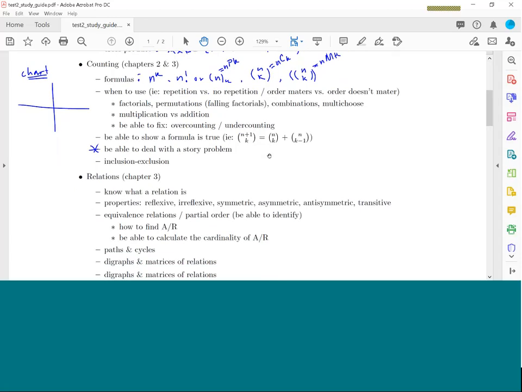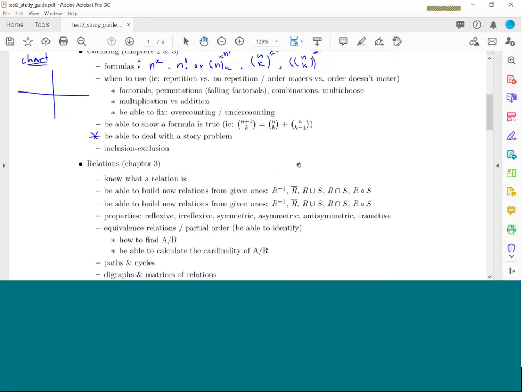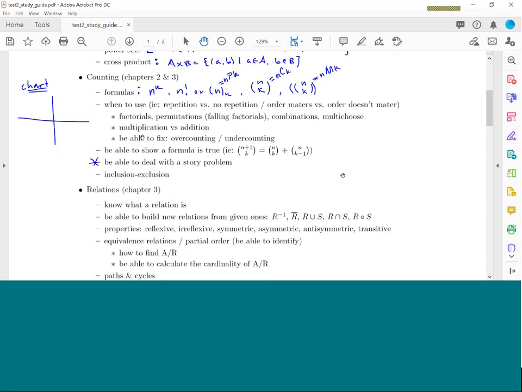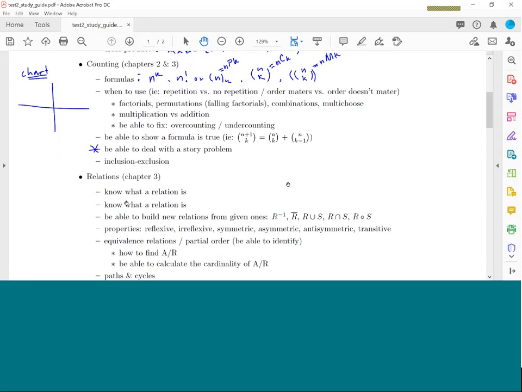So that would be counting. Oh, the other thing with counting is pigeonhole principle, but because pigeonhole principle is in your book in Chapter 5, I put it down with the Chapter 5 topics. Technically, I probably should have put it back up there.